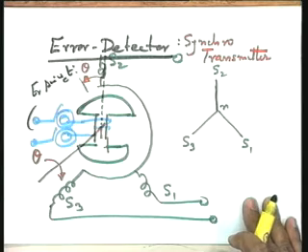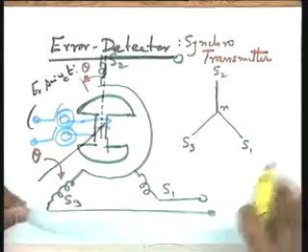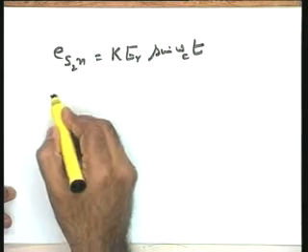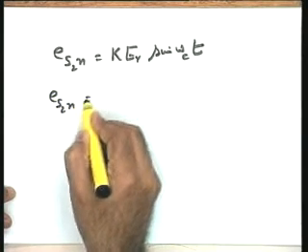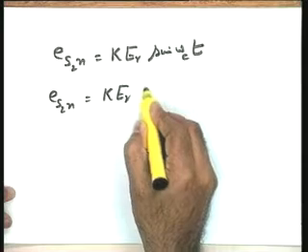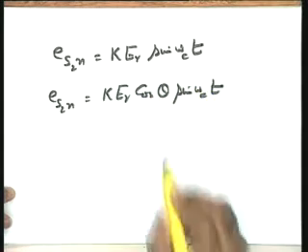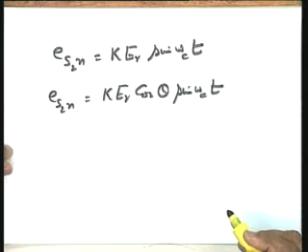It's going to be 0, and therefore I can say that at any position theta, the voltage is going to be ES2N is equal to K ER cos theta sin omega CT. This is going to be the voltage, okay, between S2 and N for any position theta.